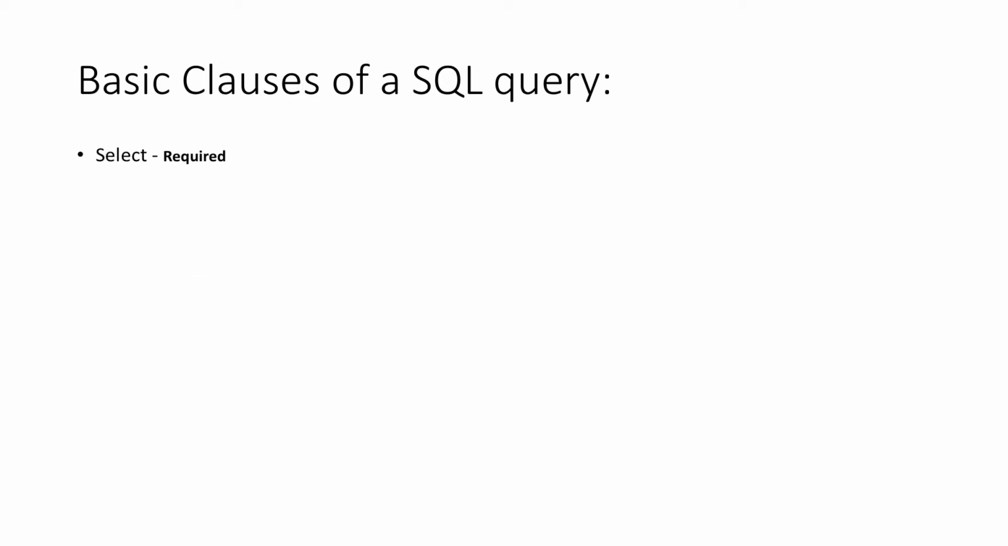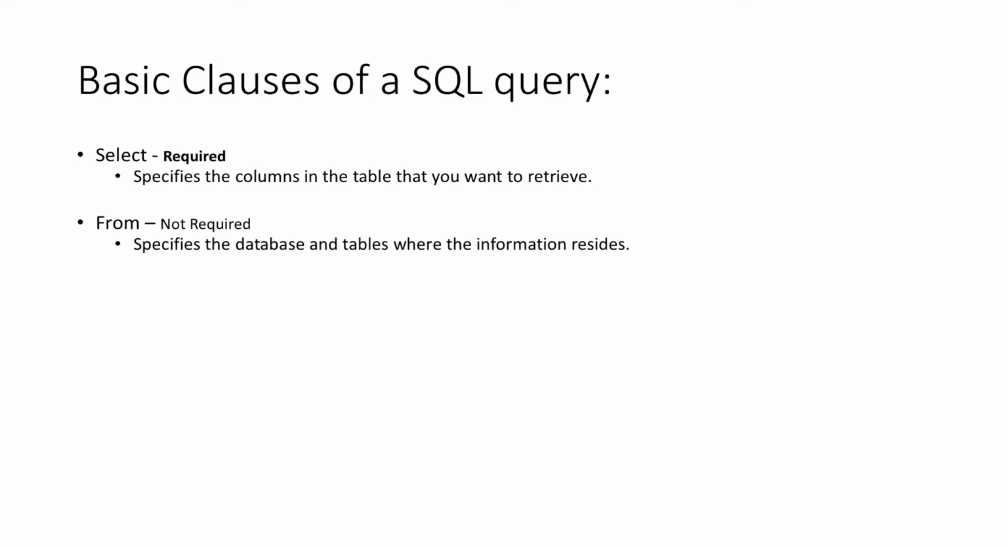For a SQL query, we have 5 basic clauses. We actually have more, but we'll just go over these. We have the select, and it's required, and it specifies what columns in the table you want to retrieve. We have a from. This is the location of the data. We're selecting columns from what database and what table, or from what workbook and what spreadsheet. That's what the from statement is for. It specifies the database and tables where the information resides.